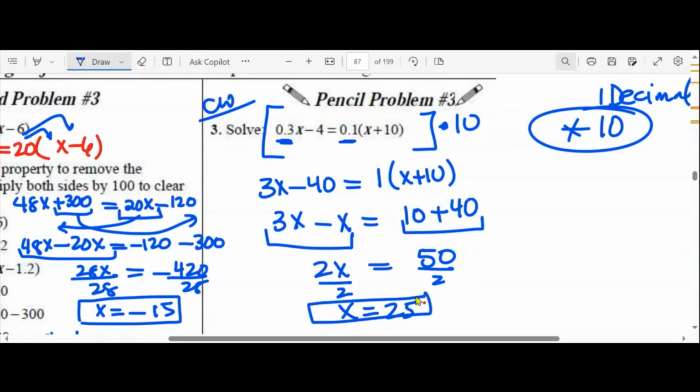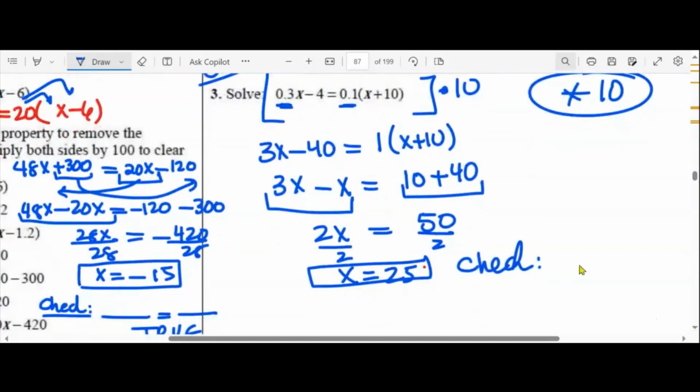You need to do what? Check. And if it's true, then your solution set is what? 25. If it's not true, then you did something wrong. Then you have to go back and fix it. It has to be true. Cannot be false.